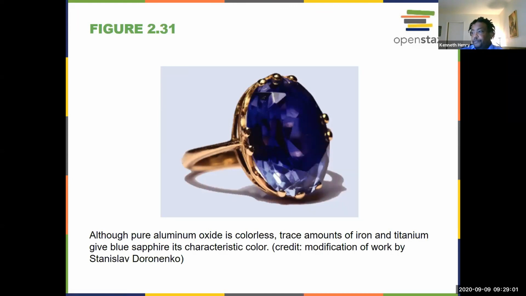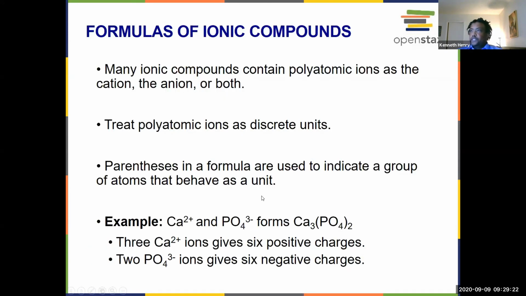Okay, so this is a blue sapphire. The blue sapphire is aluminum oxide with a little bit of iron and titanium to give it its blue color. So aluminum oxide is a precious jewel that we think is pretty fancy, right? We've talked about polyatomic ions and the fact that we have to use parentheses when we have multiples of them. We use the subscript to tell us how many of those polyatomic ions we have.